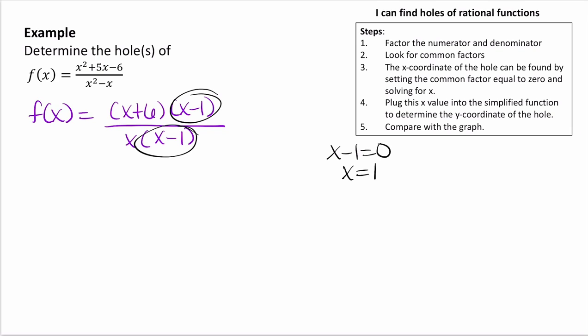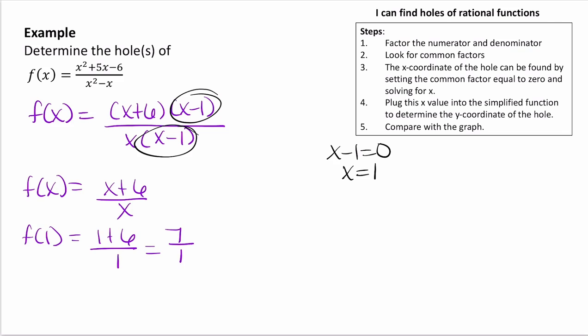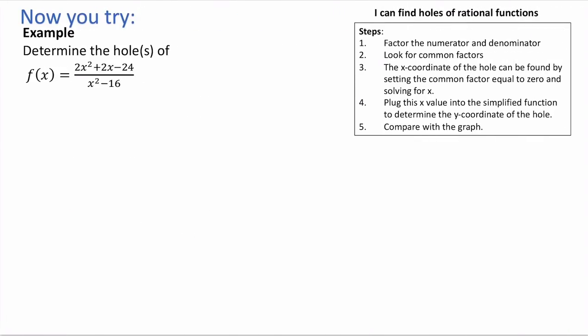Okay, so let's go back here. We need to figure out the reduced function now after canceling the common factor. That's going to give us f of x equals x plus 6 over x. So when I plug in 1, I get f of 1 equals 1 plus 6 over 1, which is equal to 7 over 1. And so that once again has a y-coordinate of 7. So the hole on this graph is going to be located at 1, 7. And once again, if you go to Desmos and graph that, you'll be able to see the hole.